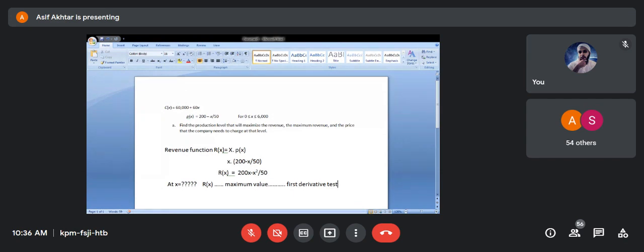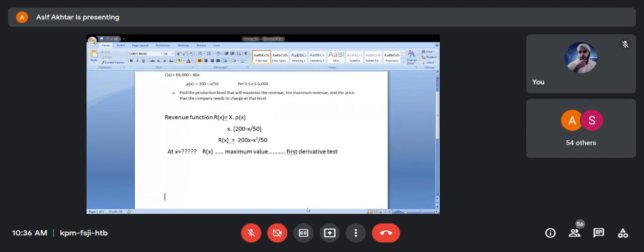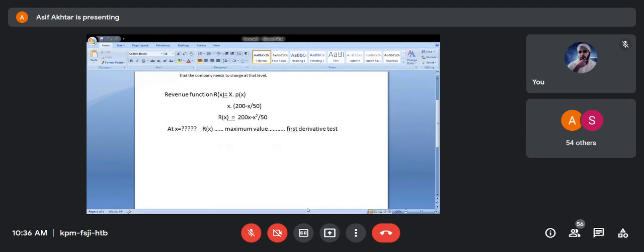Right? This is what we have. So now let me go ahead with this, the steps which I already discussed with you. What is the first step? Yes, differentiate. So we have to take the differentiation of this R(x). Calculate R dash x.